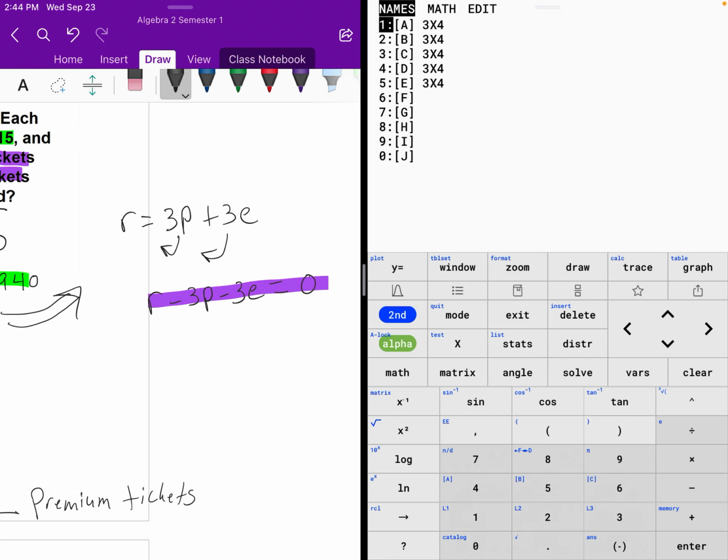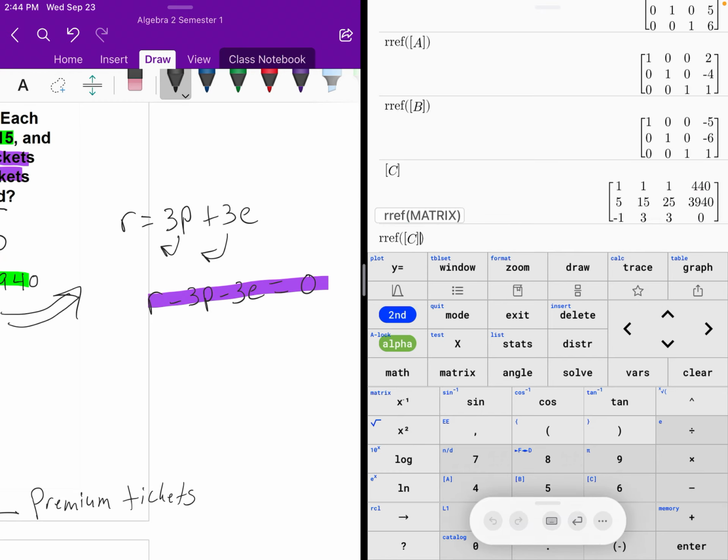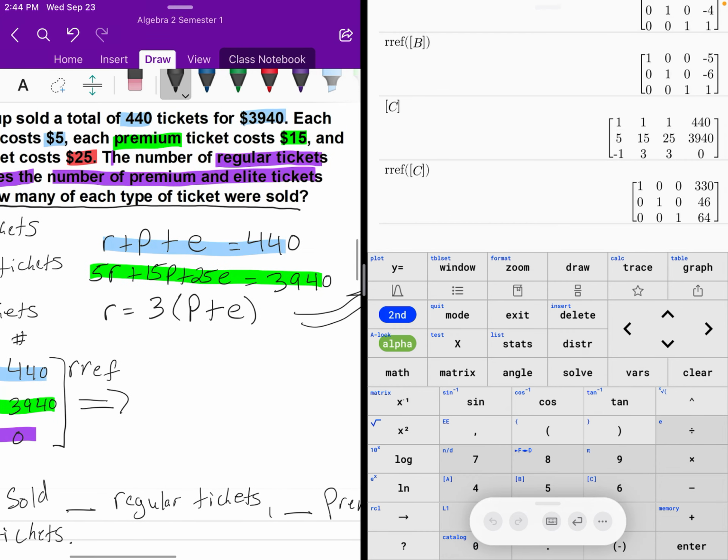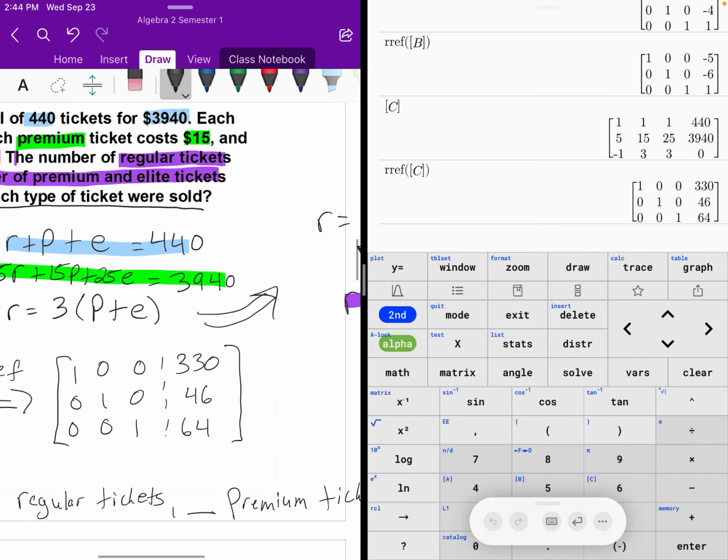So again, we have to bring in that matrix, and then we'll get our reduced row echelon form. In this case, you should always get that diagonal of 1s, and that's the identity matrix. So 330, 46, 64. In this case, this was our regular tickets. This was our premium tickets.